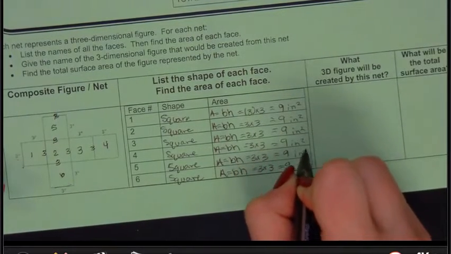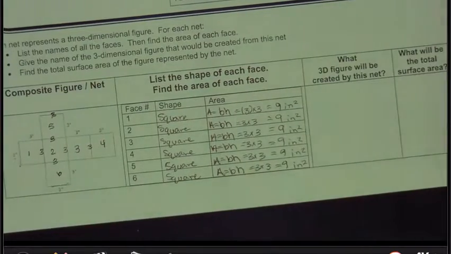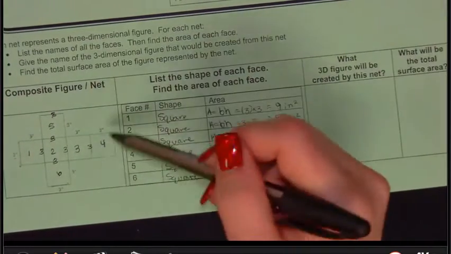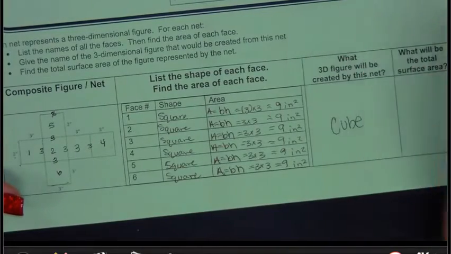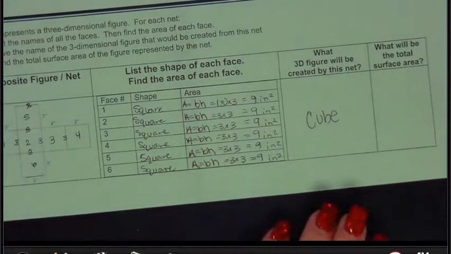Inches squared on all of these. And you're already probably telling me what this is. What shape does this turn out to be? This turns out to be my 3D shape of a cube, okay, of a cube.